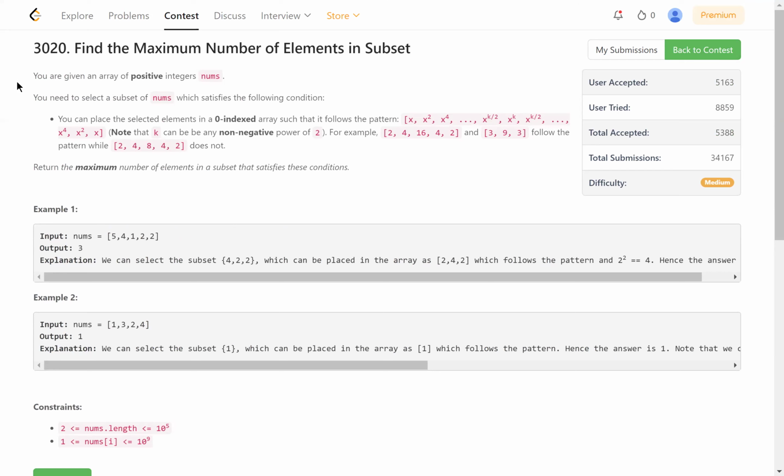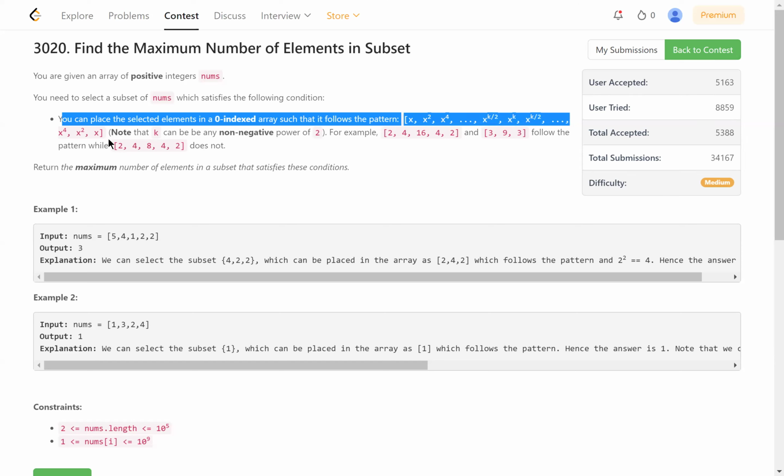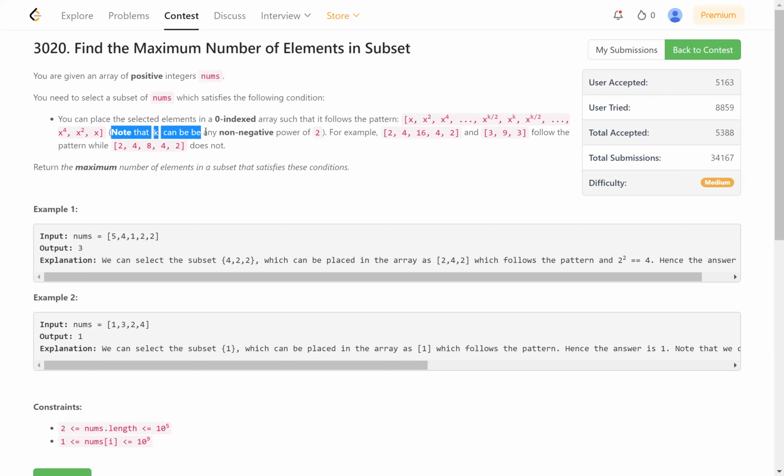In the problem, we have been given an array of positive integers, and you need to select a subset of nums which satisfies the following condition, that you can place the selected elements in a zero-based indexed array such that it follows a pattern. This is the pattern being given to us, where k can be any non-negative power of 2, for example, like this thing. And we have to return the maximum number of elements in a subset that satisfies this condition.